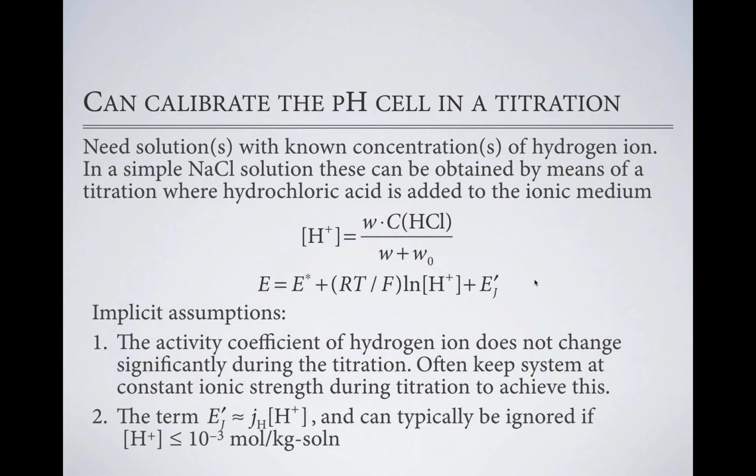Now, experimentally, people have found that in these titrations, this term is some linear function of the hydrogen ion concentration, and it can be typically ignored if the hydrogen ion concentration is less than about 1 millimolar. That is about 10 to the minus 3 moles per kilogram of solution.